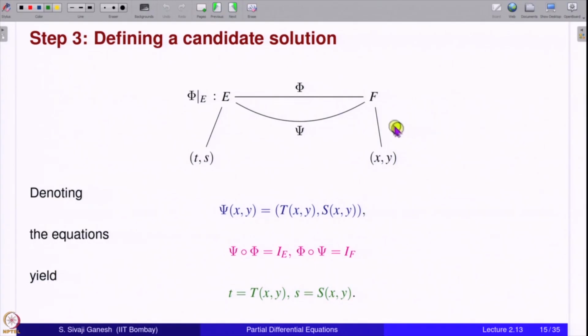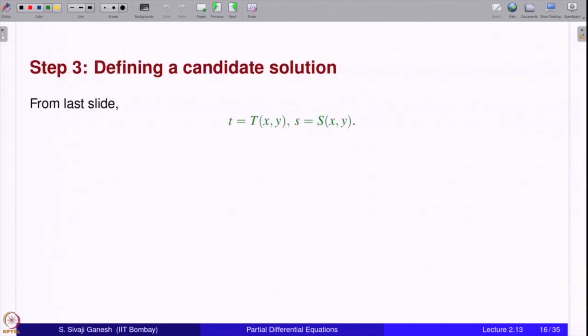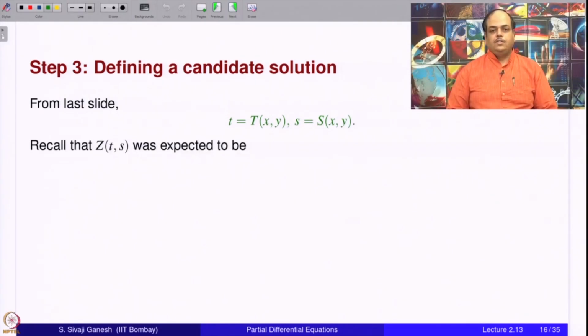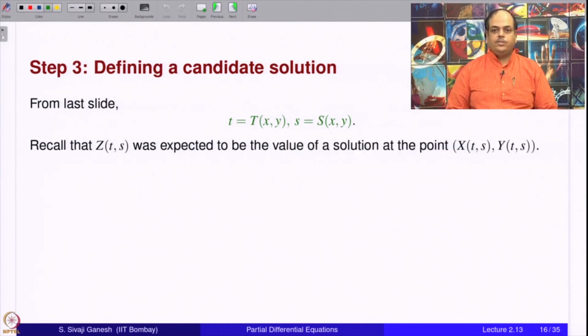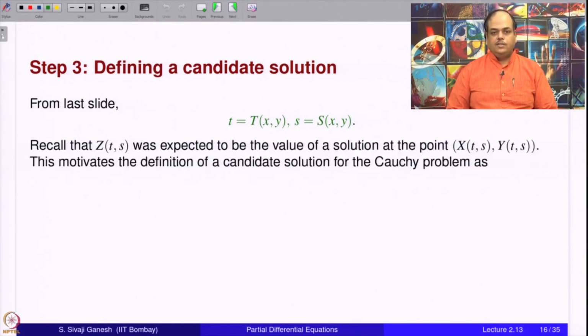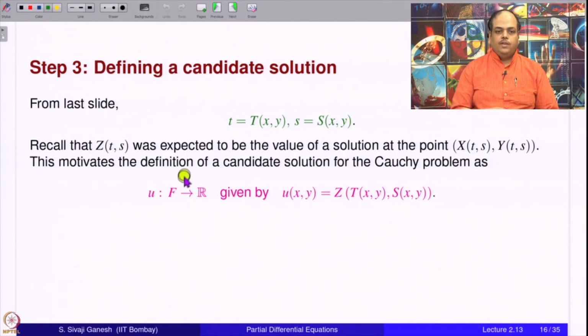And denote psi of (x, y) equal to (T(x, y), S(x, y)), and the equation psi circle phi is identity on E, phi circle psi is identity on F. They give t equal to T(x, y), s equal to S(x, y). So, recall that Z(t, s) was expected to be the value of the solution at the point (x(t, s), y(t, s)). Therefore, this motivates us to define a candidate solution by using this Z. So, u defined on F to R, u(x, y) equal to Z(T(x, y), S(x, y)).